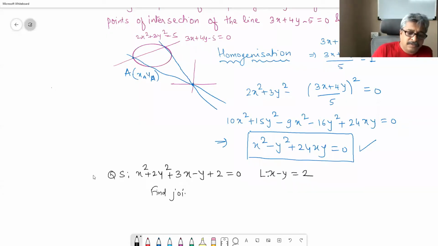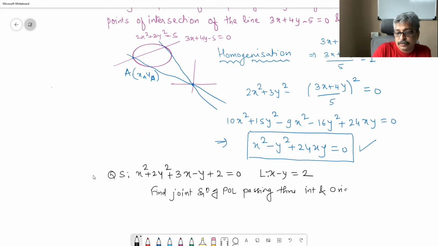Okay, solve the second one. Suppose the conic section is x square plus 2y square plus 3x minus y plus 2 is equal to 0, and the line is x minus y is equal to 2. Find the joint equation of the pair of lines passing through the intersection and origin.